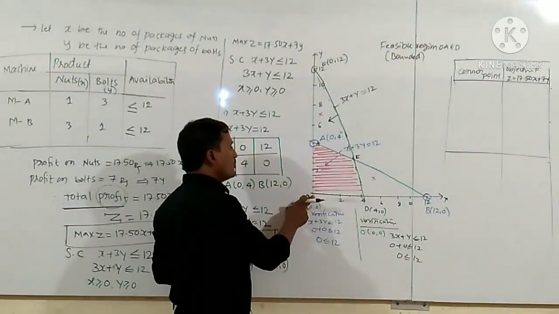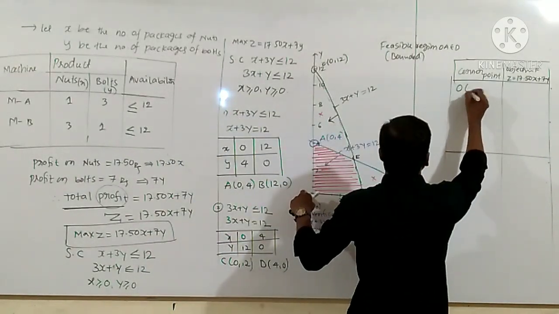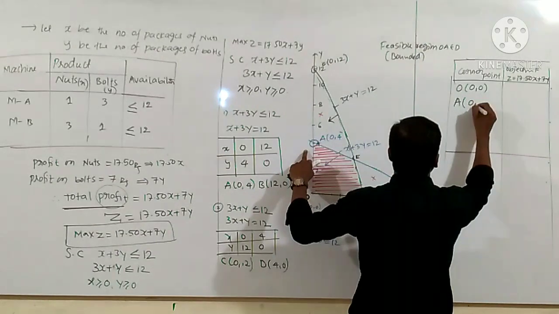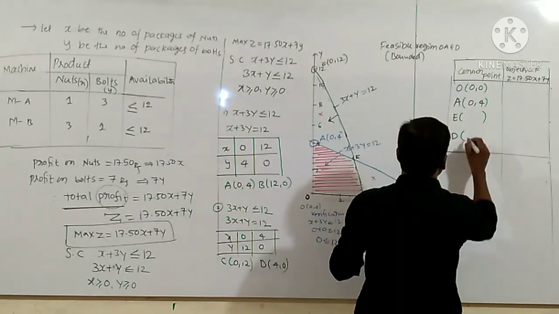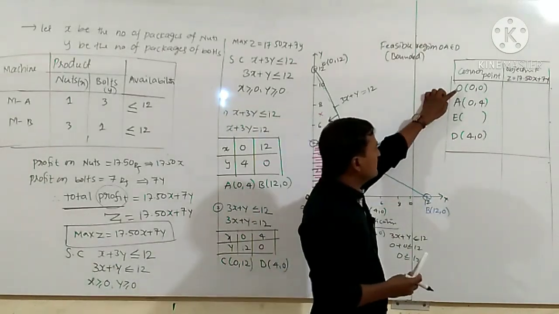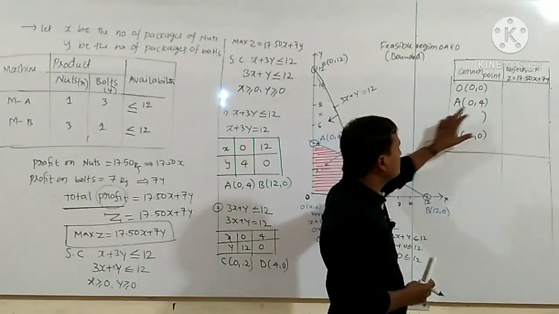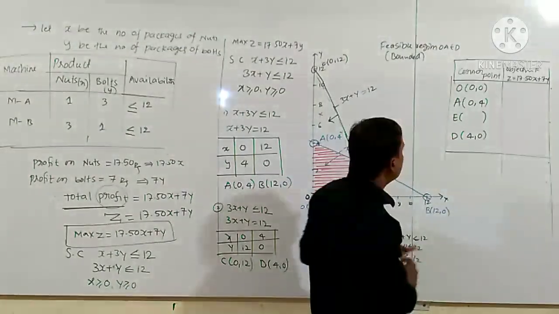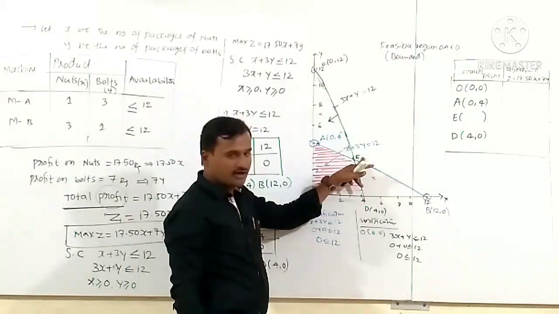So the corner points are O, A, E, D. What is the coordinate of O? That is 0, 0. The coordinate of A is 0, 4. The coordinate of E we should find. The coordinate of D is 4, 0. These are the coordinates of the corner points of the feasible region. Here the maximum value of Z always exists at a corner point only. Now we don't know the coordinate of E.